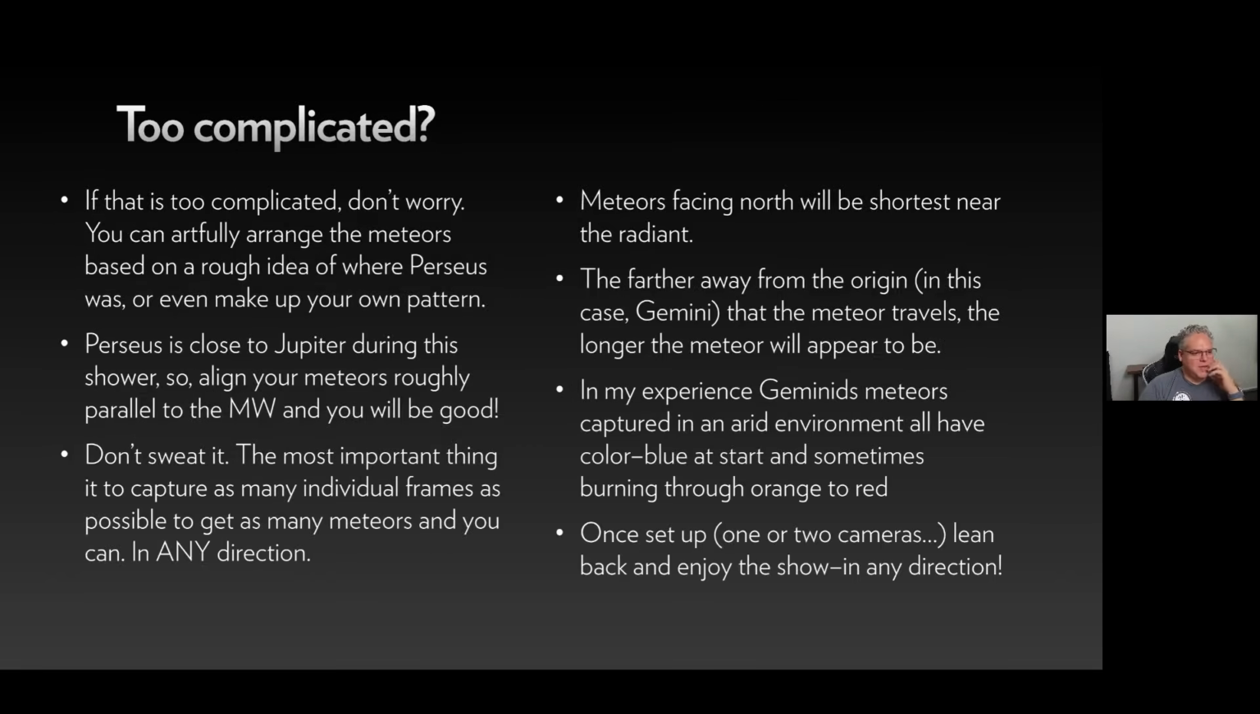If this is all too complicated, don't worry. You can artfully arrange all of these meteors based on a rough idea of where Perseus or, in this case, Gemini were. Why does it say Perseus? I edited all this and it didn't change. So Gemini is close to Jupiter during the shower. So if you align your meteors roughly parallel to the Milky Way or pointing towards Jupiter, you're going to get a pretty good radiant facsimile, right? The most important thing is just to capture a bunch of images, and we'll talk about those settings next.